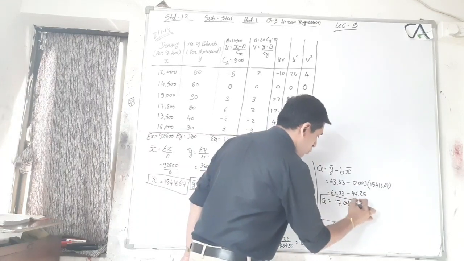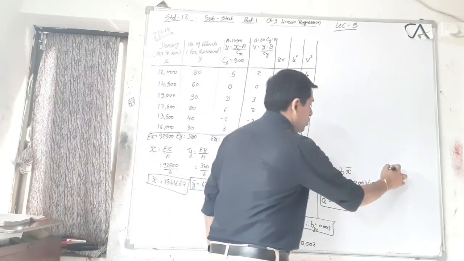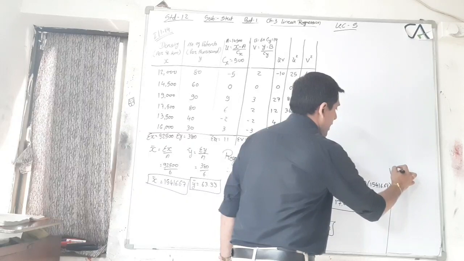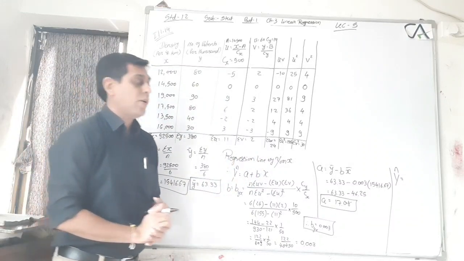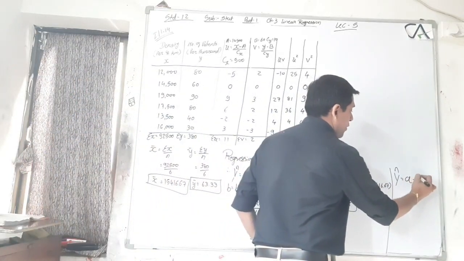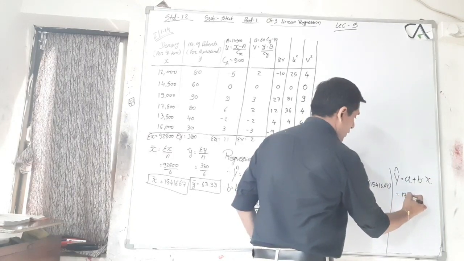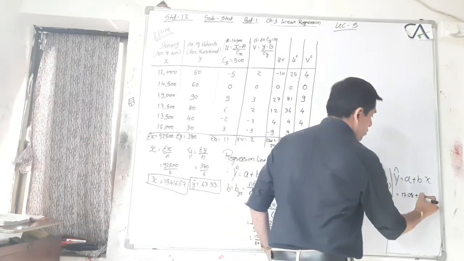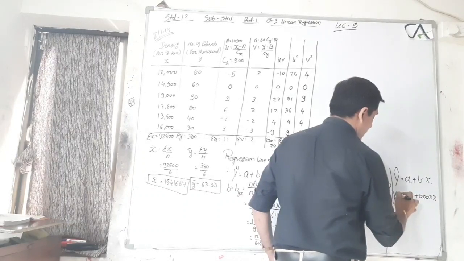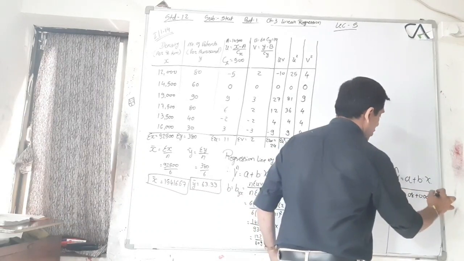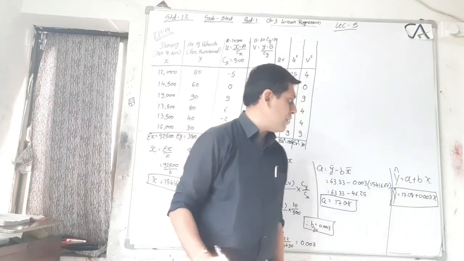a is equal to 17.08 and byx is equal to 0.003. So now, what is your main question? Find out the regression line of y on x. So y on x is equal to a plus bx. Here a is equal to 17.08 plus b is equal to 0.003 x, that is your y cap, and it is your main answer. First answer, y cap is equal to a plus bx.